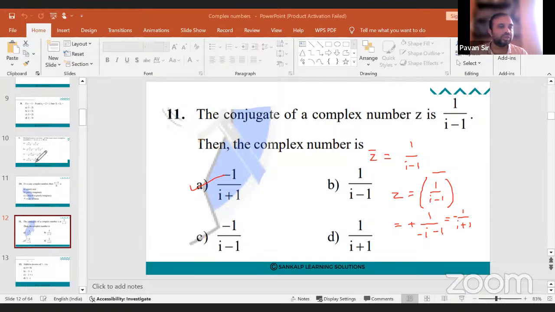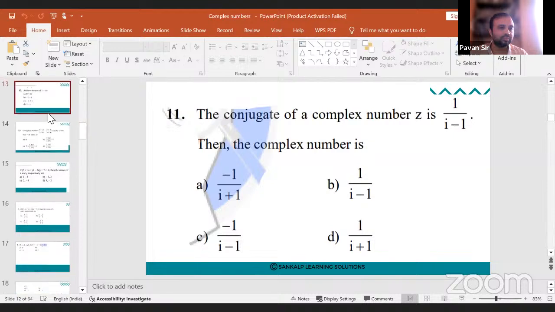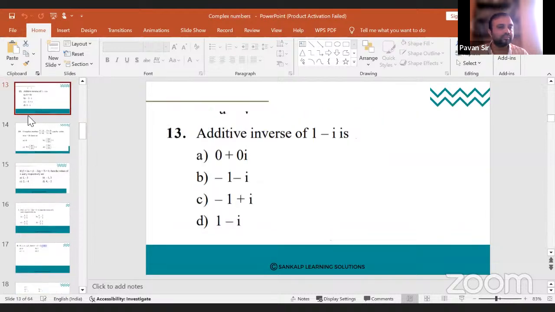Okay. Next question. We'll move on to the next question now. The additive inverse of 1 minus i is what?